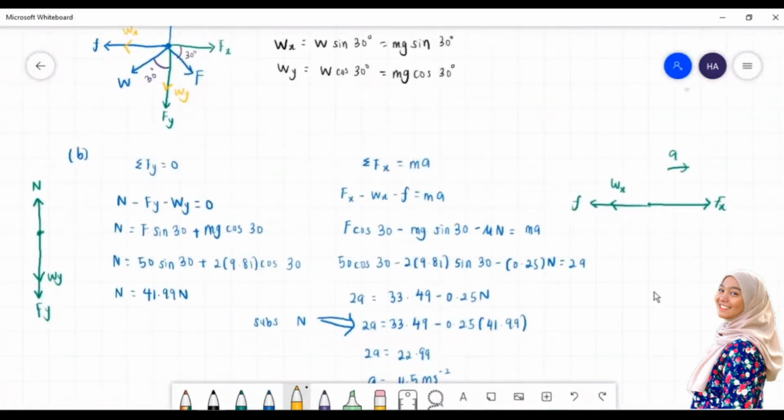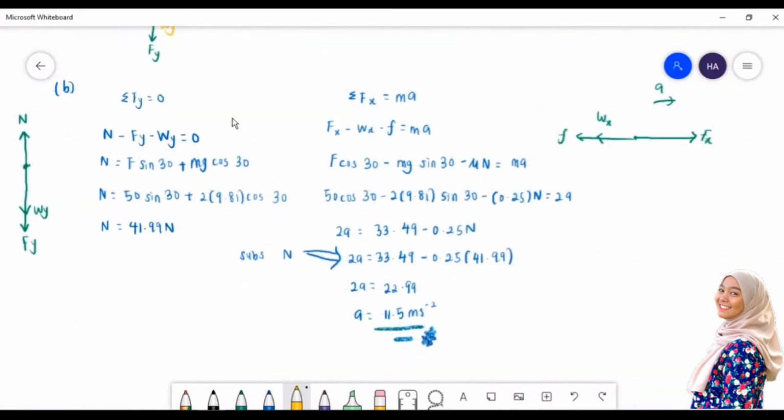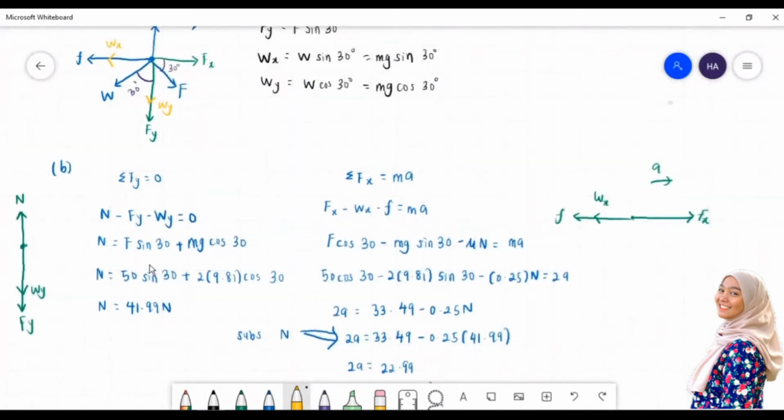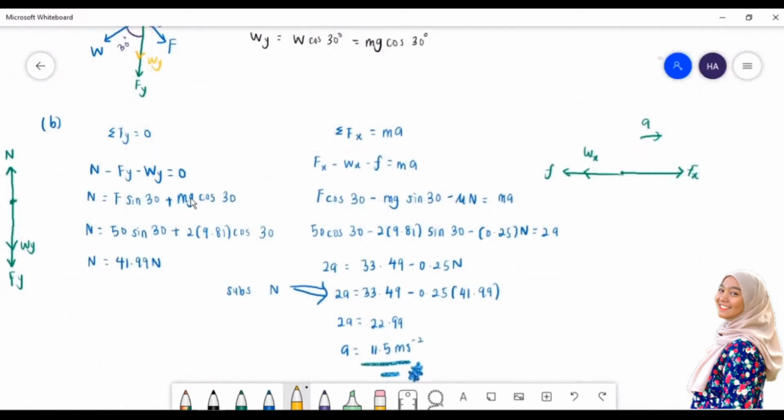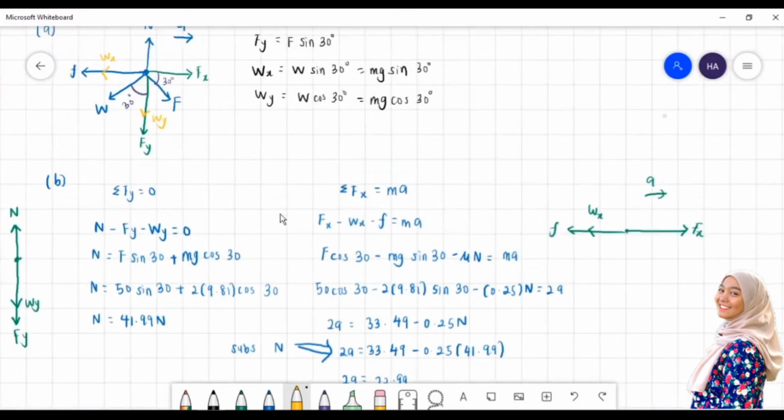Okay. Untuk kira acceleration of the object, so, kita cari dulu, kita tengok dulu pada paksi Y. So, paksi Y equals to 0 sebab tak ada acceleration. So, N minus Fy minus dengan Wy. So, kita tengok tadi, Fy tadi adalah F sin 30 degree dan Wy adalah mg cos 30 degree. Jadi, kita masukkan sahaja dekat dalam ni. So, N equals to F tadi, dia dah bagi.